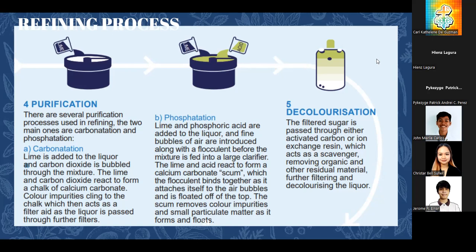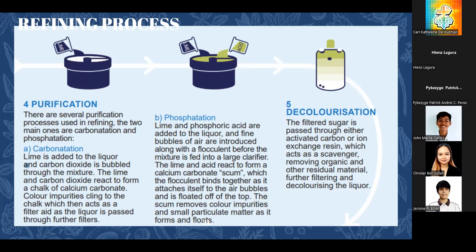First is carbonation. Lime is added to the liquor and carbon dioxide is bubbled through the mixture. The lime and carbon dioxide react to form a chalk of calcium carbonate. Color impurities cling to the chalk, which then acts as a filter aid as the liquor is passed through further filters.